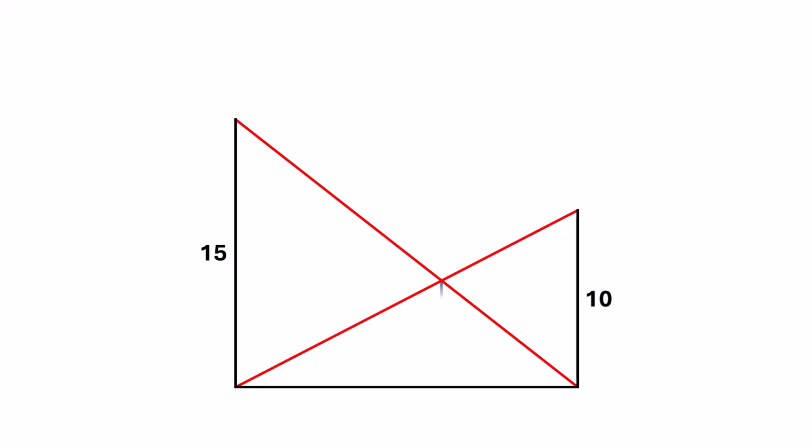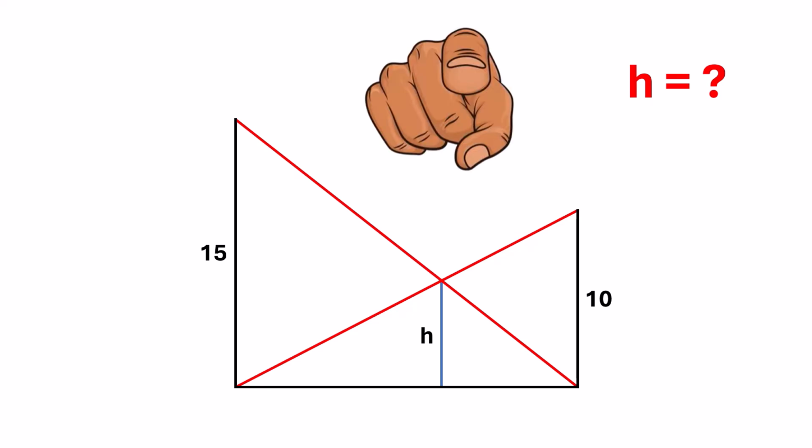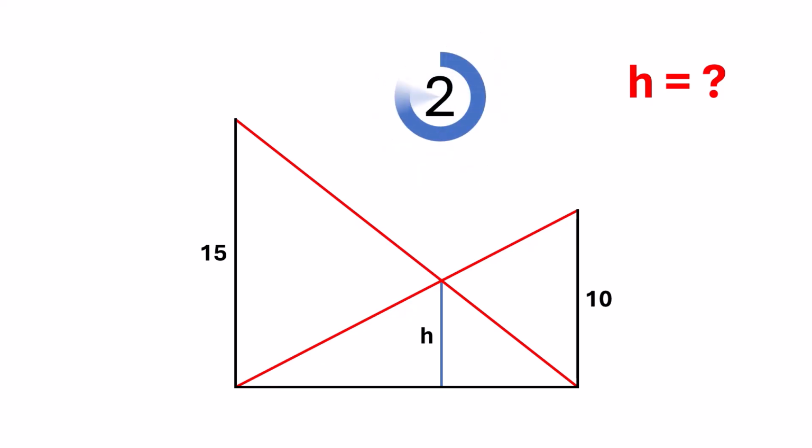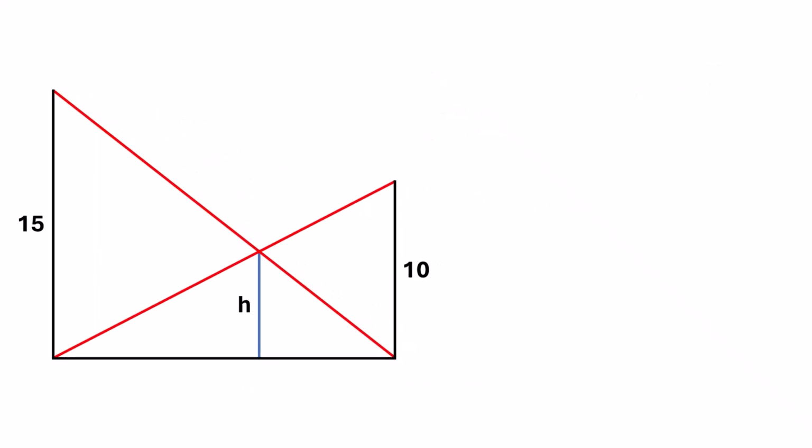Now, draw this perpendicular line from this intersection point. The question is, what is the height at which the two lines intersect above the ground? Can you figure it out? Take a moment to think about it. Let's walk through the solution together.